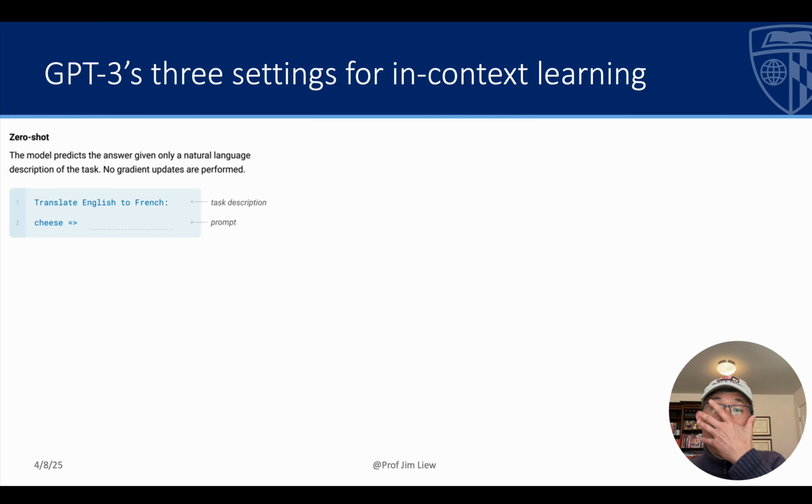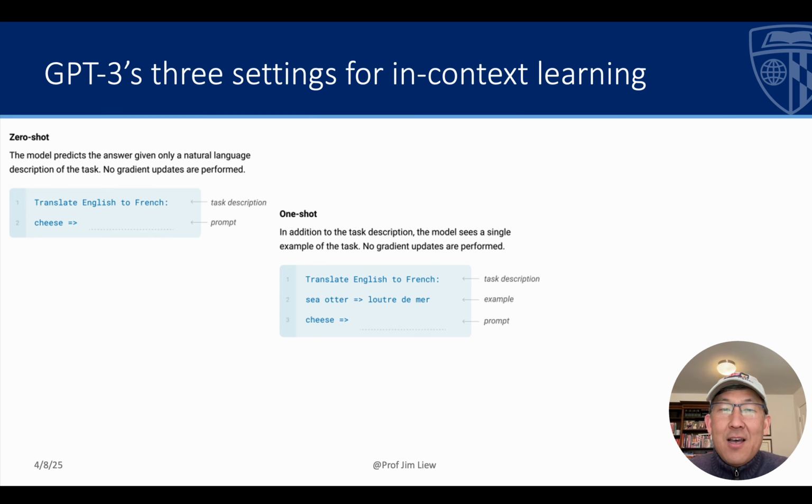So here's an example of in-context learning. Here's an example of zero-shot. In this example, translate English to French: cheese, and then you put this arrow to what? You don't give it any examples. You don't give it even a one-shot example. It's zero-shot, just to answer this question.